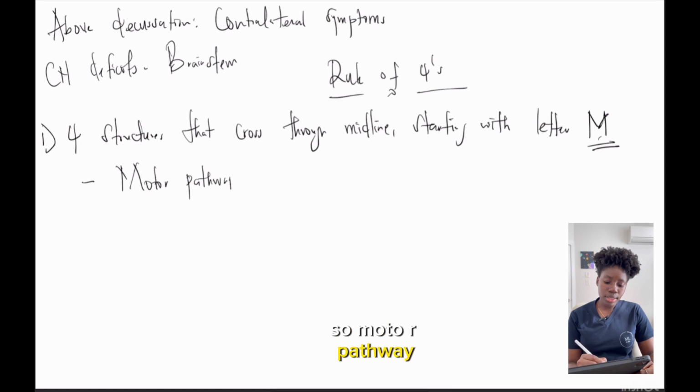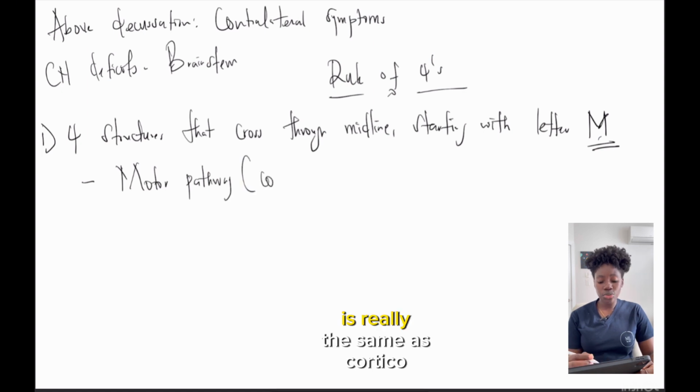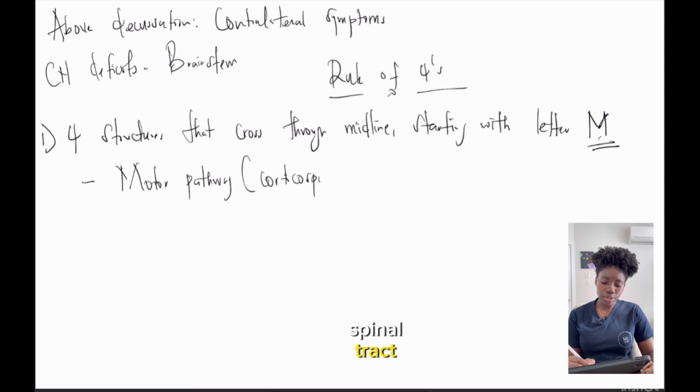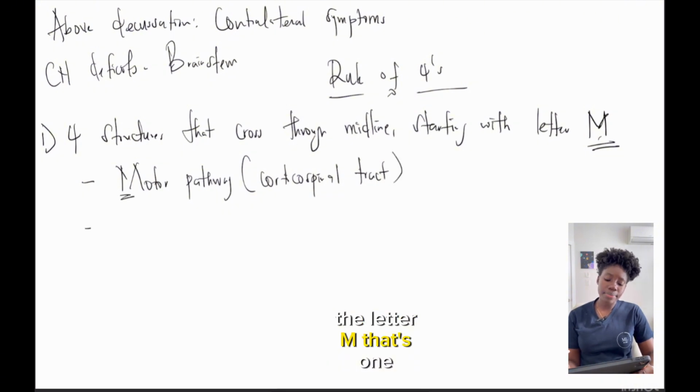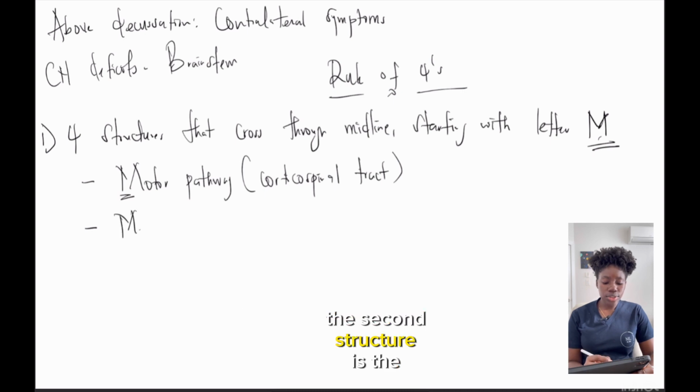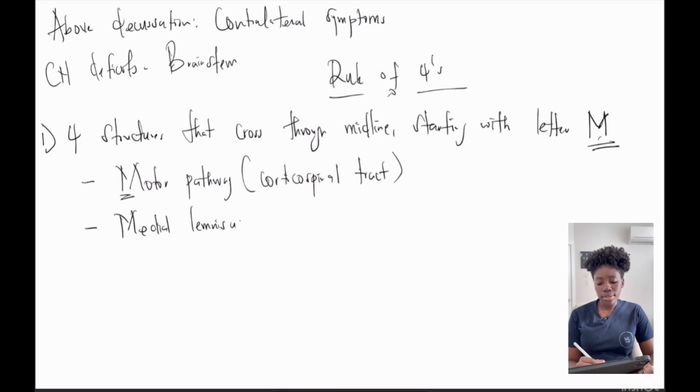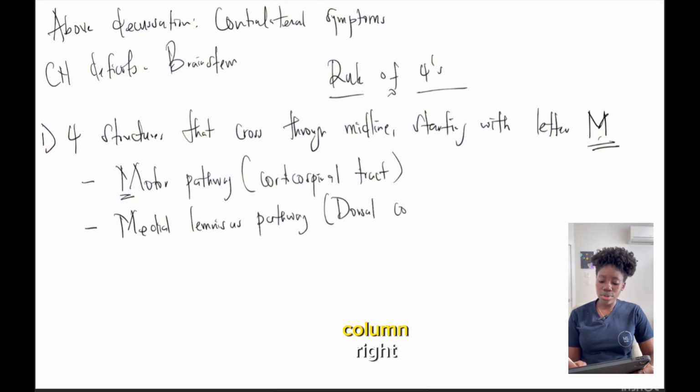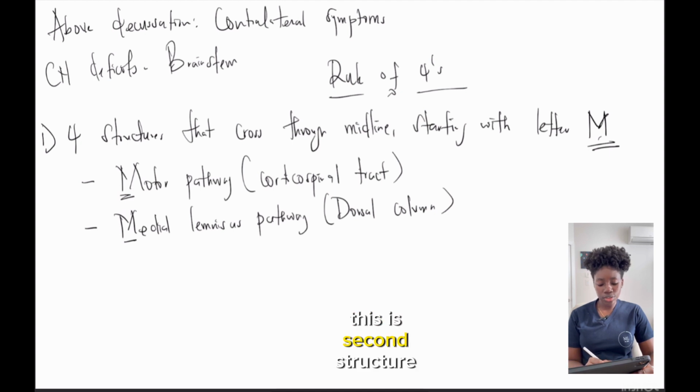So motor pathway is really the same as cortical spinal tract. All right, but to keep the mnemonic and to keep the rule simple, motor pathway starts with the letter M. That's one. The second structure is the medial lemniscus pathway, which is also called the dorsal column, right? This is the second structure.